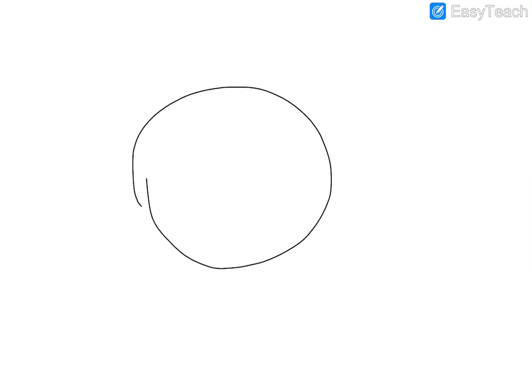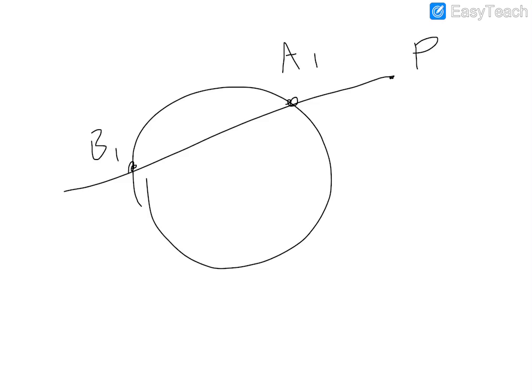Hello. So today we'll be talking about one theorem known as the power of a point theorem. Let's get a circle and a point P. Now draw a line through P that crosses the circle twice, intersecting once at A and once at B. Let's label it A1, B1. Now let's draw another line. Let's label this one A2, B2.